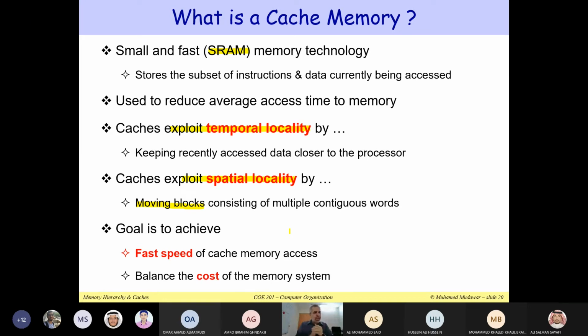So the goal is to achieve fast speed, because the cache provides fast access, and also to balance the cost of the memory system. So this is the goal of the cache memory. Really, it's trying to make the CPU run faster.